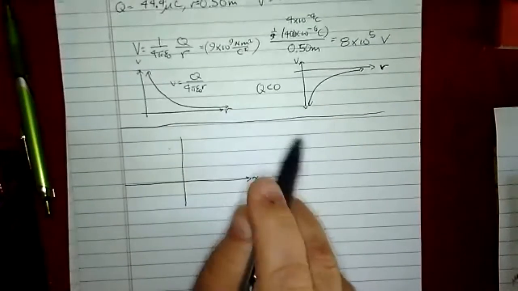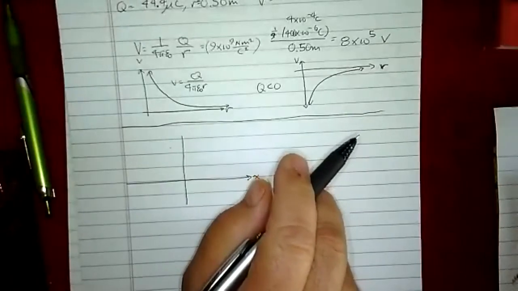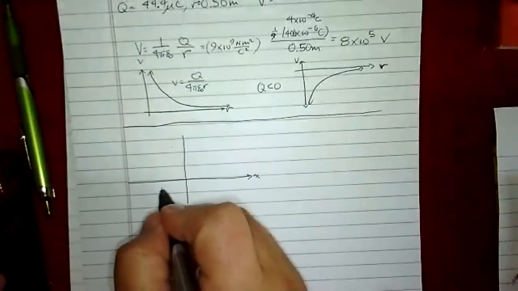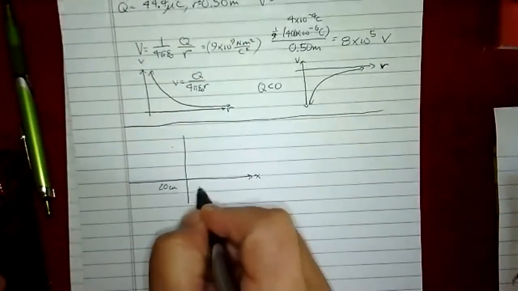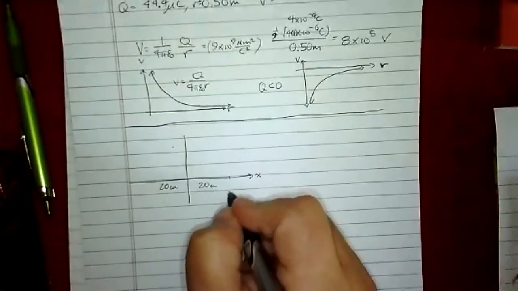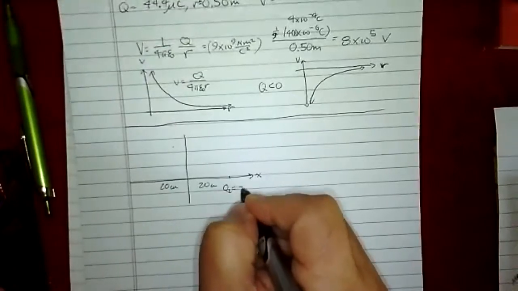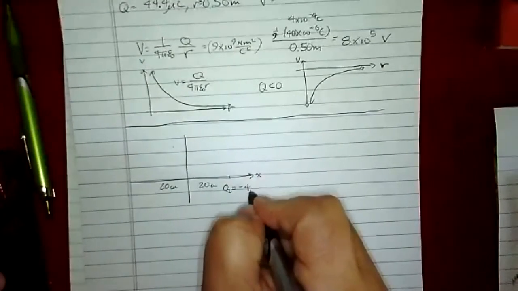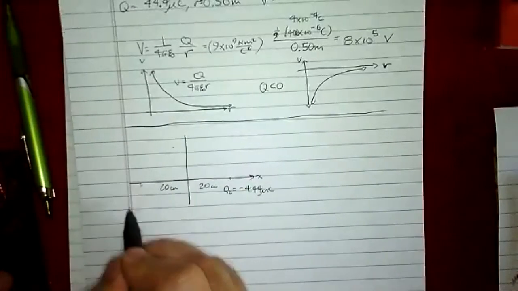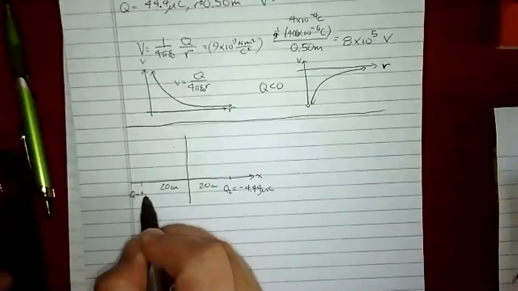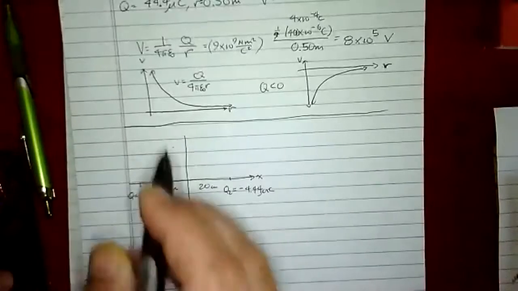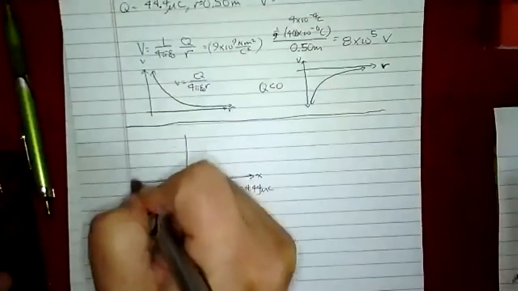And with the X axis, let's say I'll do 20 centimeters on this side and 20 centimeters on this side. I think this is like what I worked before. This charge Q2 is going to be negative 4.44 microcoulombs. And this charge over here, Q1, is going to be positive 4.44 microcoulombs.